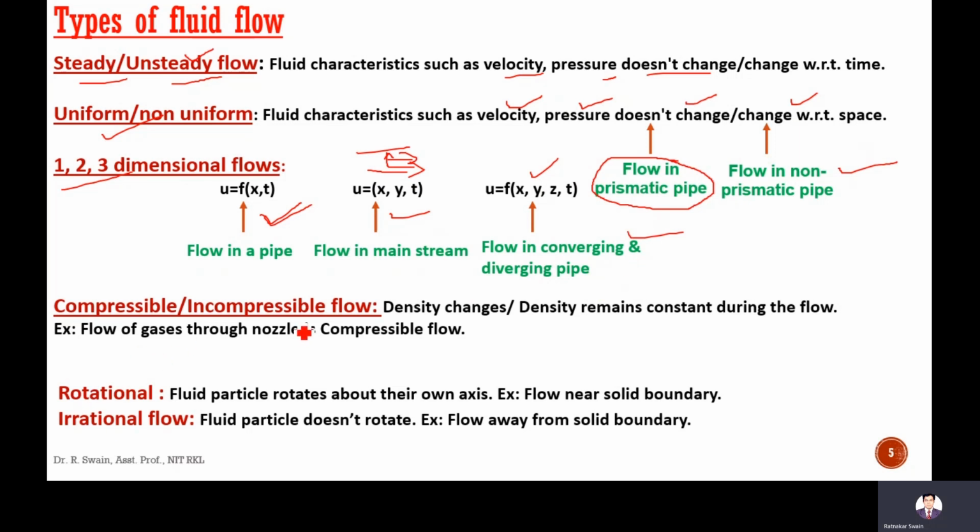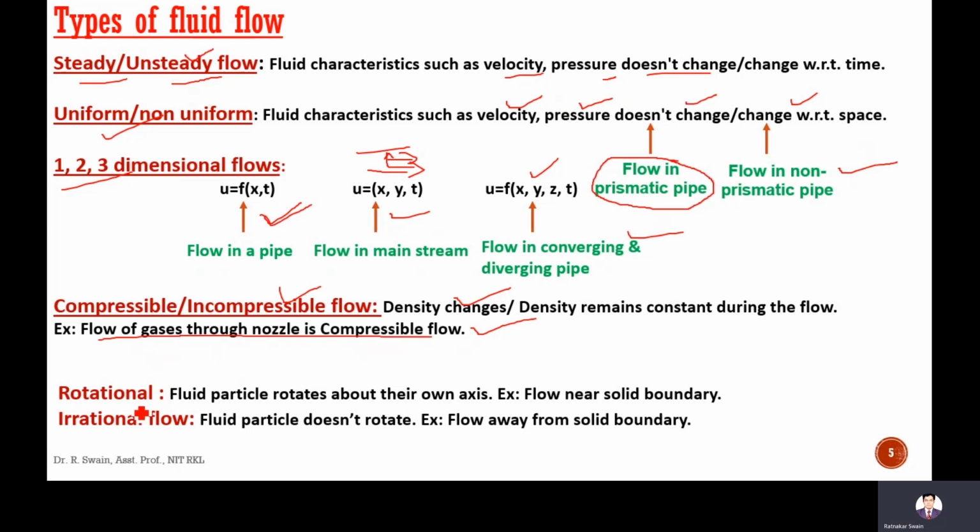Next is compressible or incompressible flow. Compressible means which you can compress: if you compress, then volume changes and density changes. Incompressible flow means the density remains constant during the flow. If you see the flow of liquids, the density remains constant as long as the temperature is constant. But gas is always ready for compression, so you can easily compress it. Flow of gas through a nozzle is compressible flow.